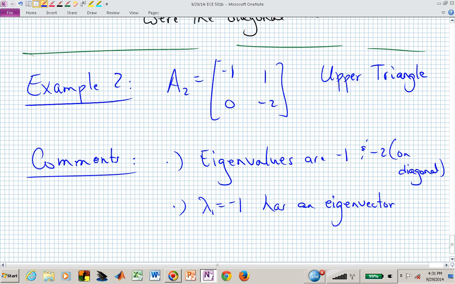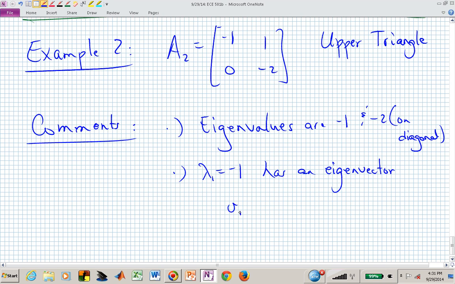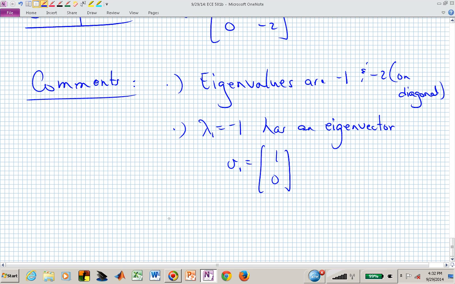What's its eigenvector? Can you pick a vector V1 such that when A2 is applied to V1, you will get lambda sub 1 equal to -1 as an eigenvalue? 1, 0, where 1 is our first coordinate and 0 is our second. What about lambda sub 2? Its eigenvalue. Lambda sub 2 is 2.